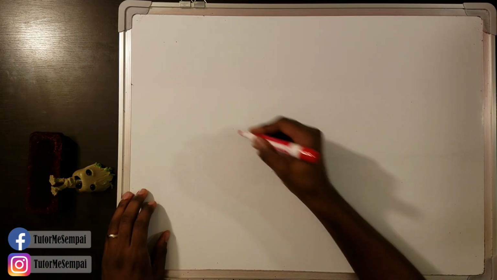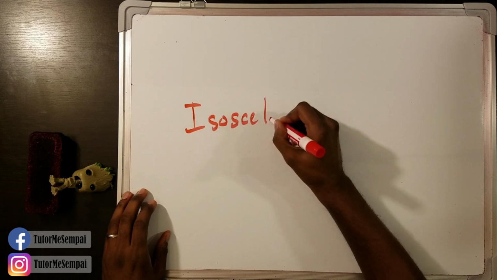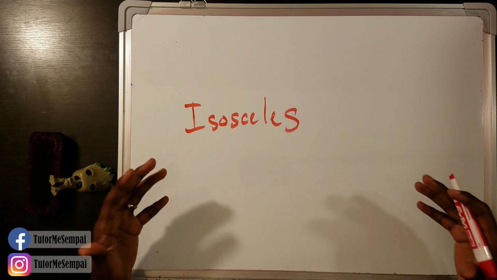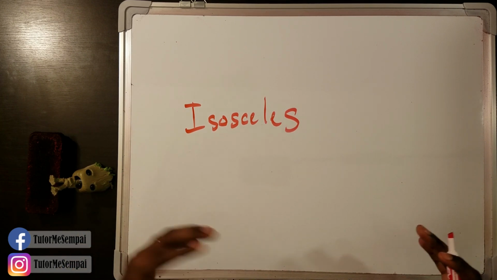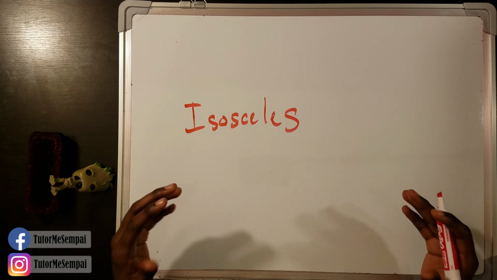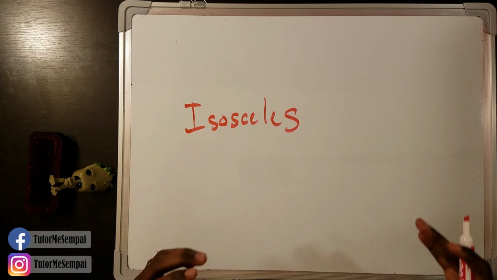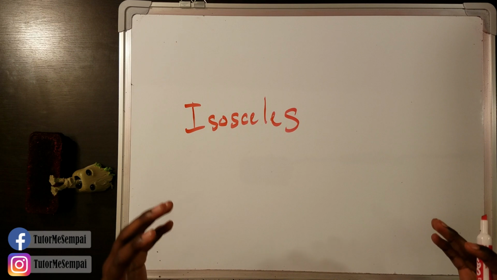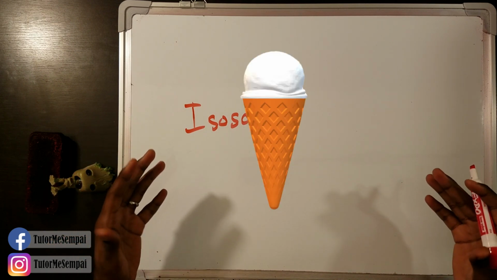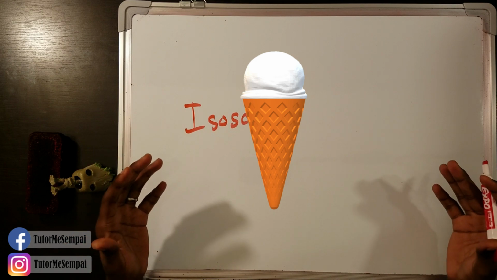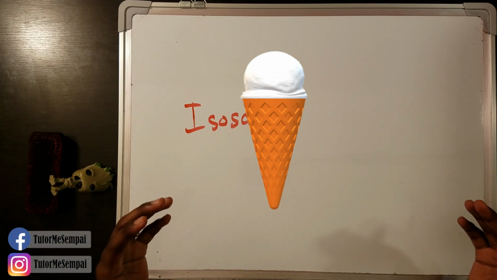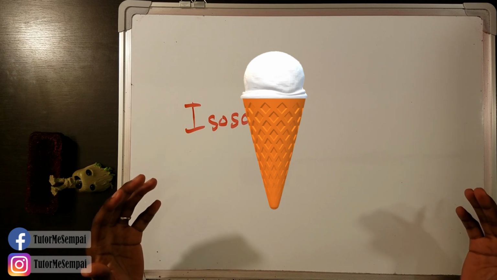Equilateral. The next triangle is the isosceles triangle. Now, when I say isosceles, it doesn't have the same ring as equilateral, right? However, one thing I think about when I think of isosceles, ice cream. So when I think of isosceles, I think of an ice cream cone, right? And if you look at this ice cream cone here, you'll see that it looks very similar to our isosceles triangle.